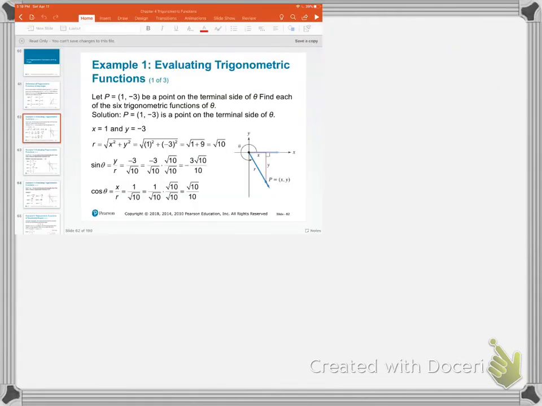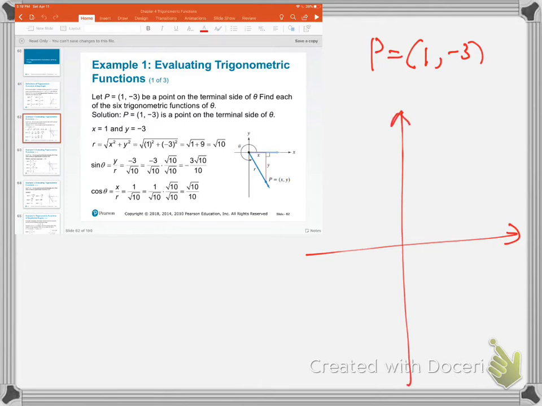So example 1. There is a given point. The point is (1, -3). Now let's try to draw the right triangle first. So where's (1, -3)? 1, 2, 3, -1, -2, -3. So this is our point. Now P is on the terminal side, so I will use blue color for the terminal side. This is point P.